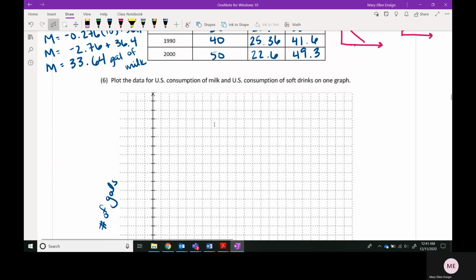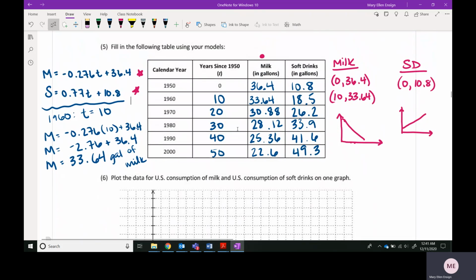So if we look at the table, we can see as the years go along, the amount of milk is going down, right? And the soft drinks are going up. We can see that it must meet at some point because this goes from 10 to 49. This goes from 36 to 22. They're going to cross somewhere in the middle. Well, we can see in 1970, the milk was still higher. By 1980, soft drinks were higher. So somewhere in between there is where it's going to cross.